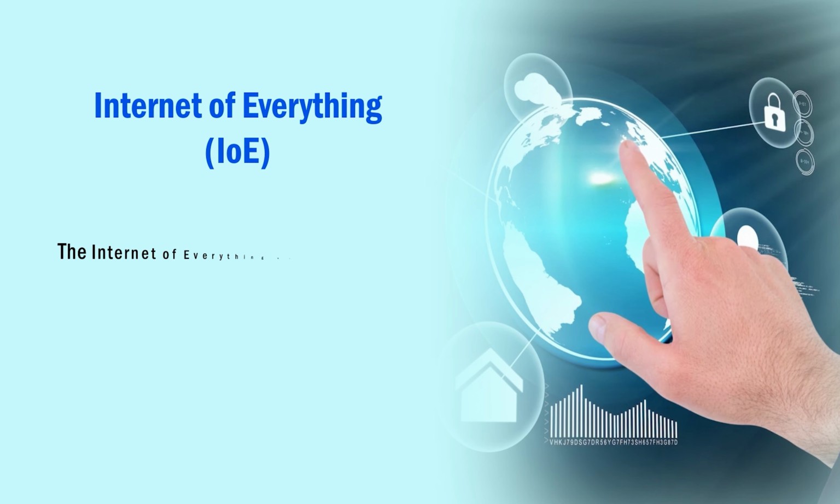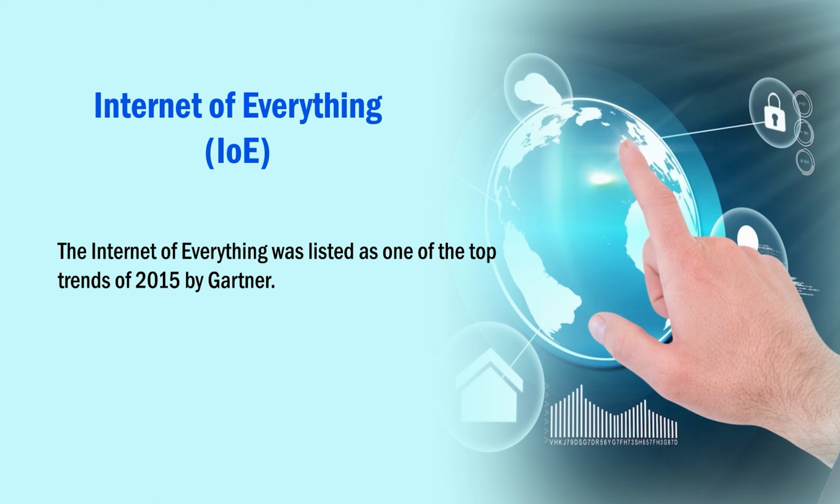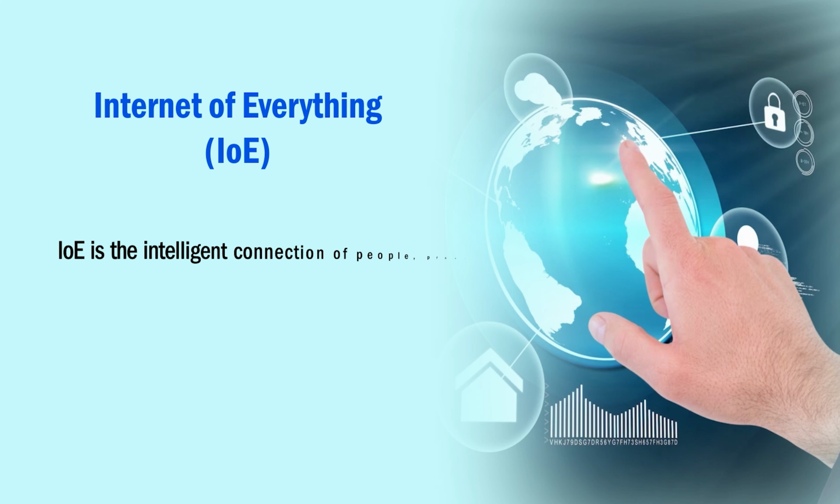Coming to the second aspect, the Internet of Everything. Till now we have been talking about the Internet of Things, but here the Internet of Everything was listed as one of the top trends in 2015 by Gartner. This may prevail for several decades in the future. IOE is the short form for Internet of Everything. IOE is the intelligent connection of people, process, data and things. You can see we are not only talking about process, data and things, we are including the people also. So this Internet of Everything includes people, process, data and things.